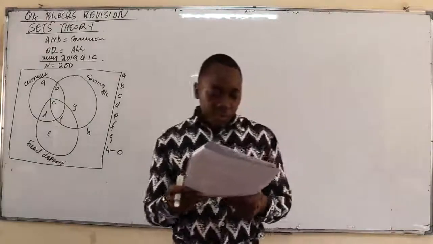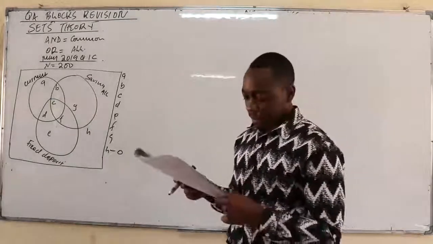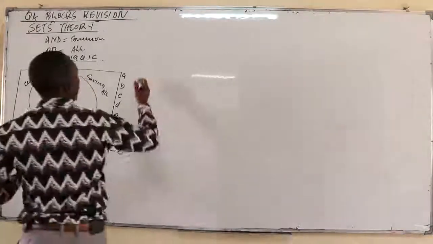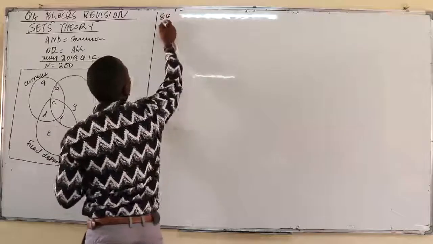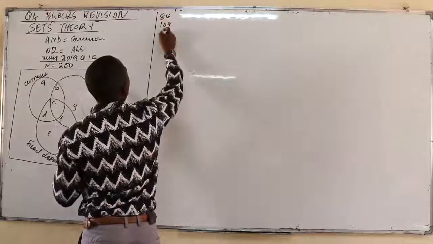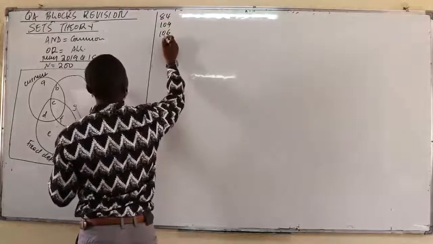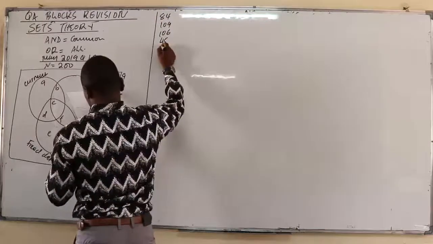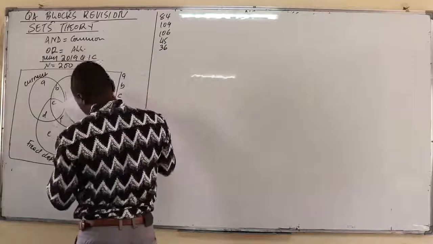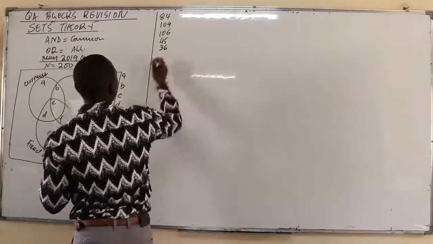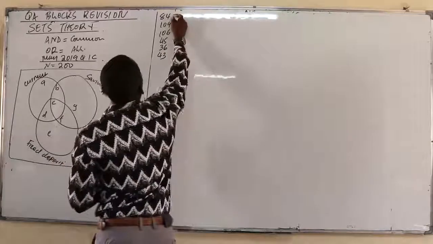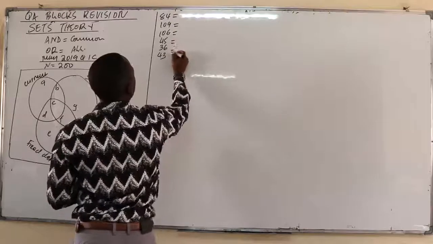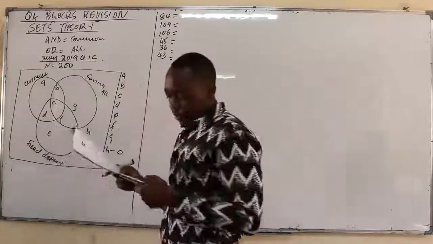Information obtained from the bank indicates that, so we are given all that information. We have 84, 109, 106, 45, 36. Is that 43 or 13? That's 43. So let's start with the first one.